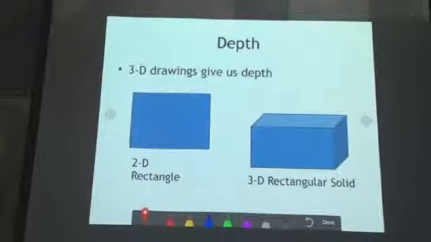So let's talk about depth first. Why do we do 3D drawings? Because it gives us depth. It gives us a new perspective. So 2D drawings are very flat. We can do that on any type of paper. And then 3D drawings have depth. So on your notes, let's highlight this area right here and write that that is the depth of your shape. That's what gives it dimension. That's what gives it that 3D feel to it. So 2D again is flat, 2 dimensions. 3D has that extra depth at the back, and that's what gives it its dimension, its shape.